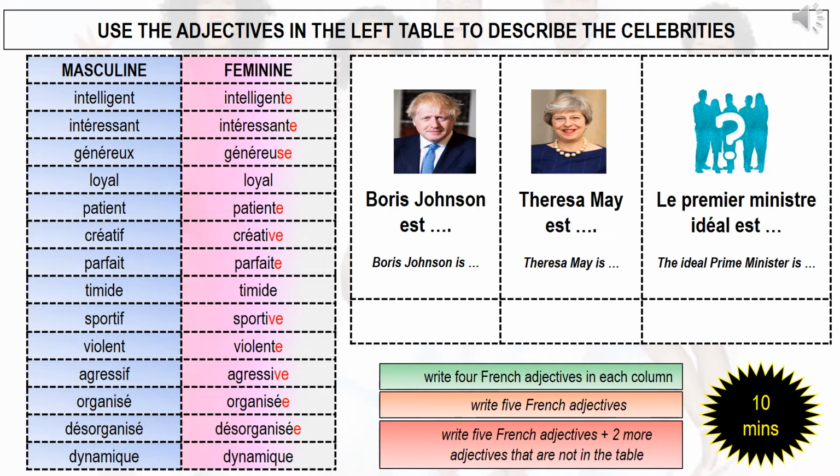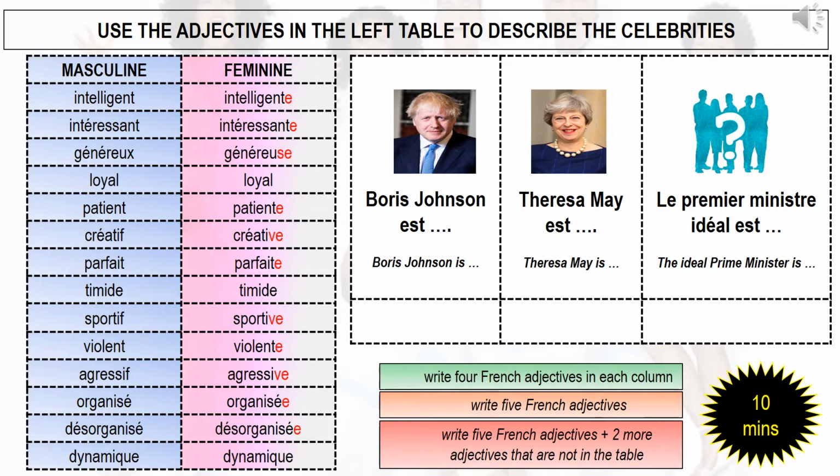Right, on this slide, Year 7, I would like you to use the adjectives that you can find on the left table to describe the celebrities that you can see on the table on the right. What I would like you to do is look at the list of the adjectives, try to find their meaning in English. You can do that by going online and looking at websites that provide bilingual dictionaries. Then you need to do the table on your sheet with the correct headings.